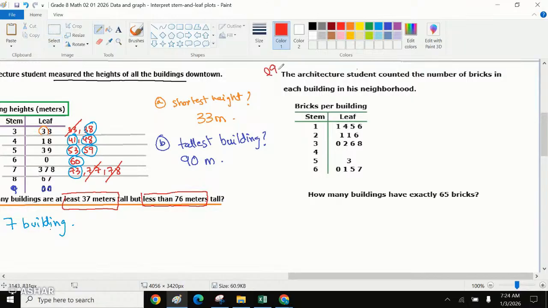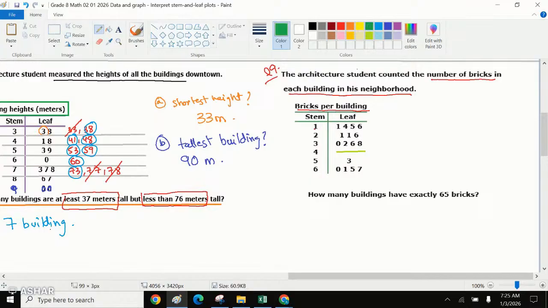Question number 9 says the architect student counted the number of bricks in each building in his neighborhood, right? So this is bricks per building. 11 bricks, 14 bricks, 15 bricks, and 16. 21 bricks, 21 bricks, 6 bricks, right? How many houses were there with 40 bricks? None, right? We cannot use a 0 in the leaf because there is no number. That means there was no house which had 40 bricks on it.